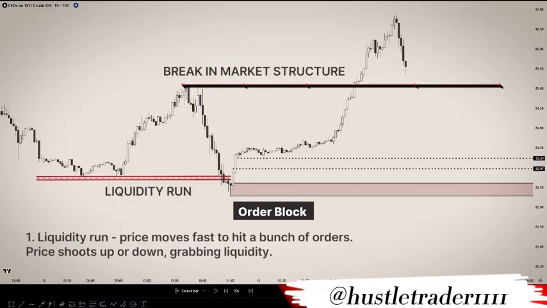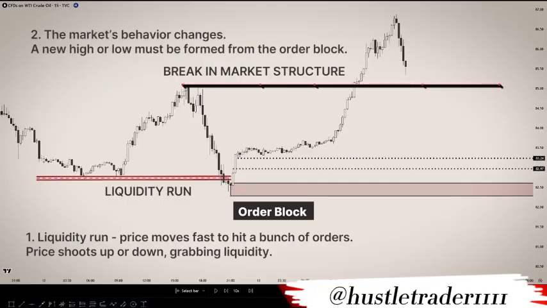Next, we have a break in market structure. This means the market's behavior changes. It could be a shift from an uptrend to a downtrend, or a continuation in the previous trend, or it might be a big move after a quiet period. This break shows something new is happening. A new high or a low must be formed from the order block.